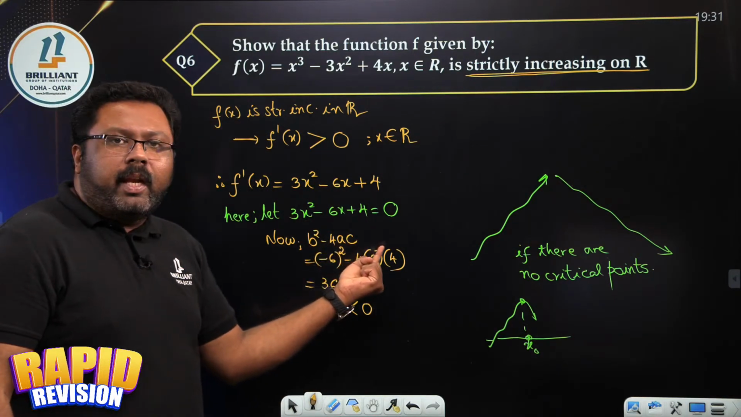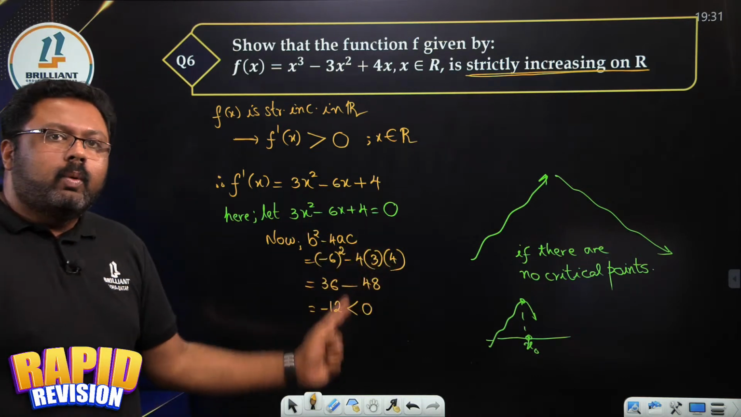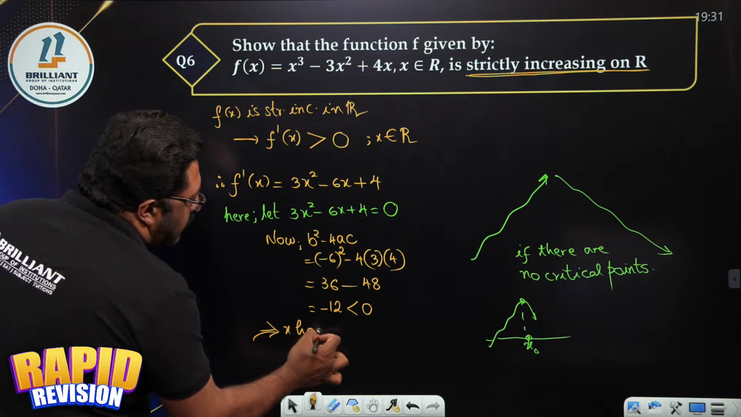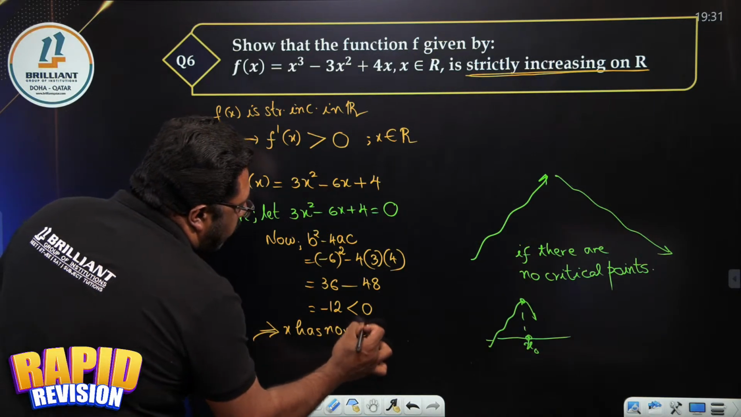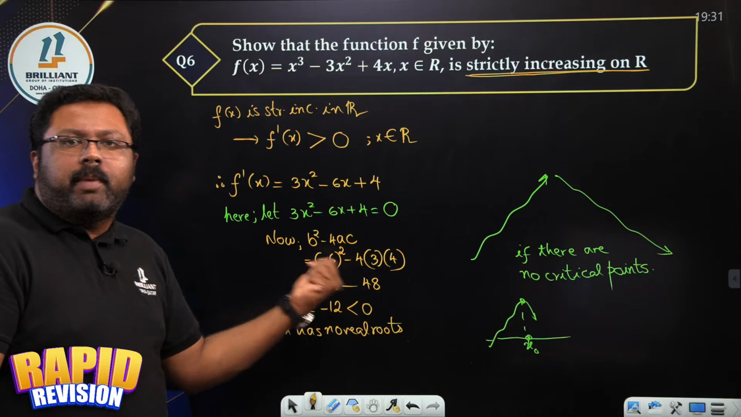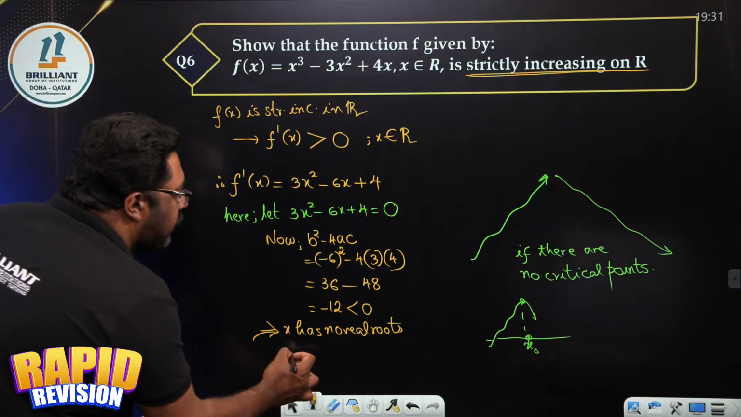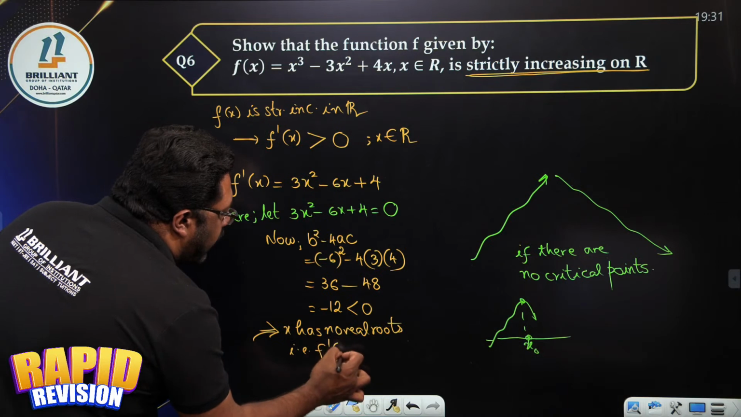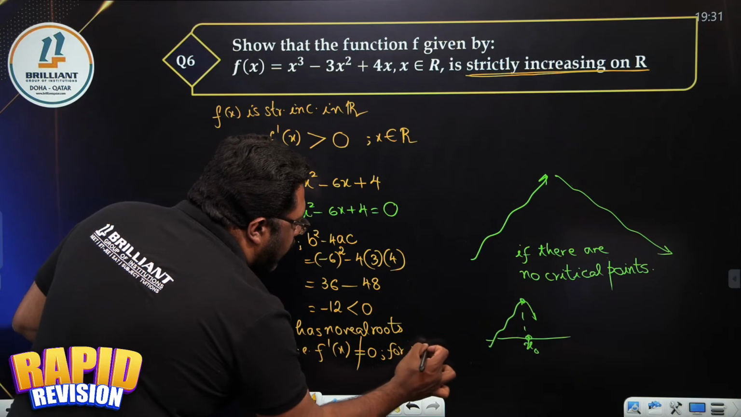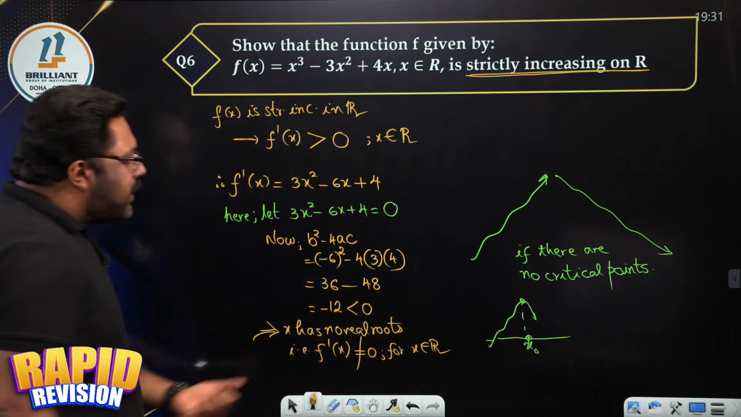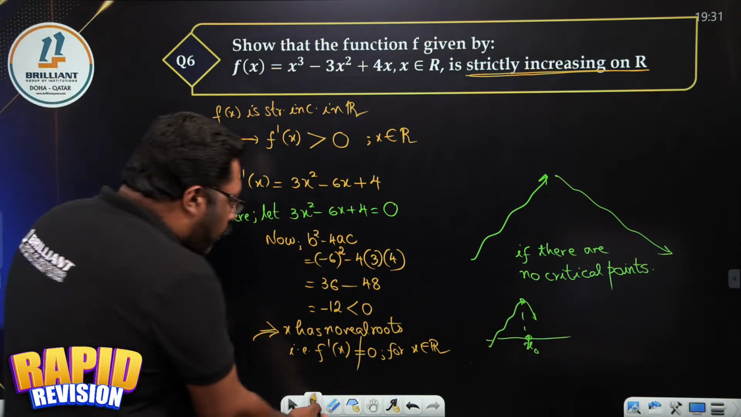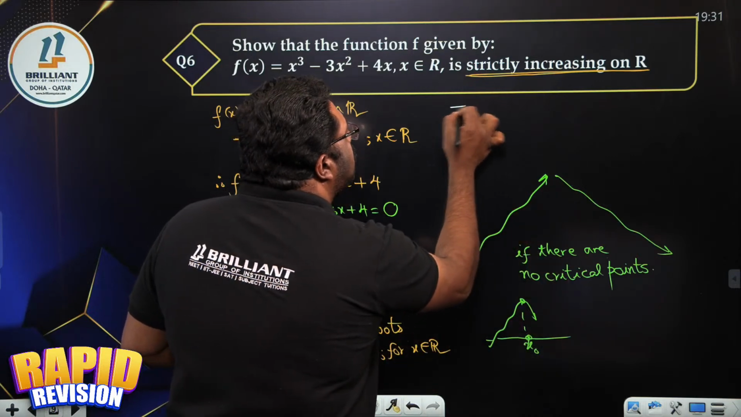When I have a discriminant for a quadratic equation which is negative, that implies x has no real roots. I cannot find a real number which is a root, which makes it 0. That is, f dash of x can never become 0 for any x which is a real number. So this is the first conclusion, that f dash of x is never 0. So from that, what can I conclude?